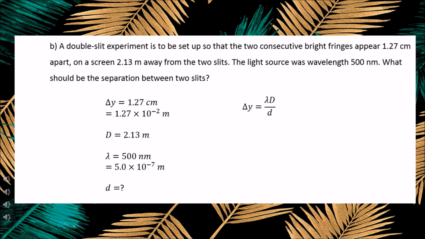To find the separation between the two slits, which is the small letter d, we use the formula delta y equal to lambda D over d. We substitute the values given into the equation. The final answer for the separation between two slits is 8.39 times 10 to the power of negative 5 meter.